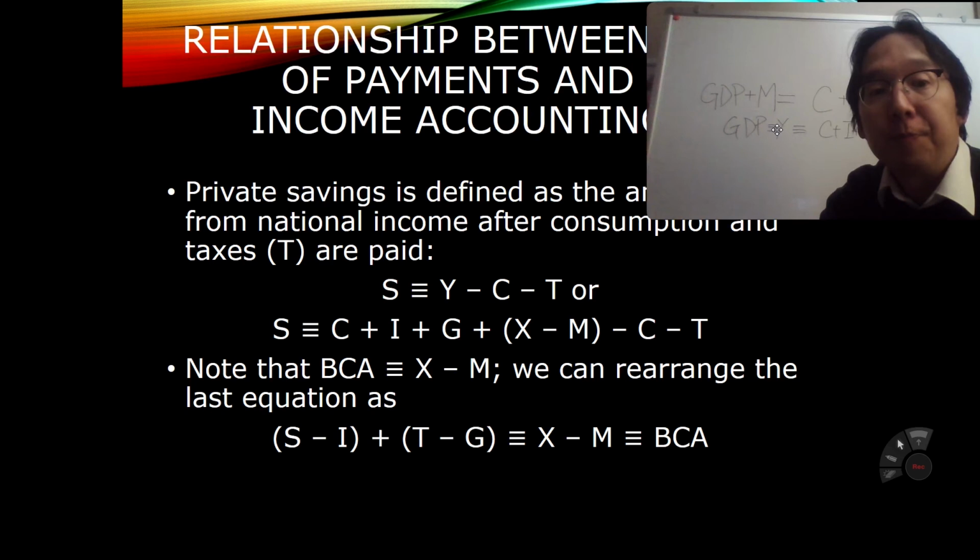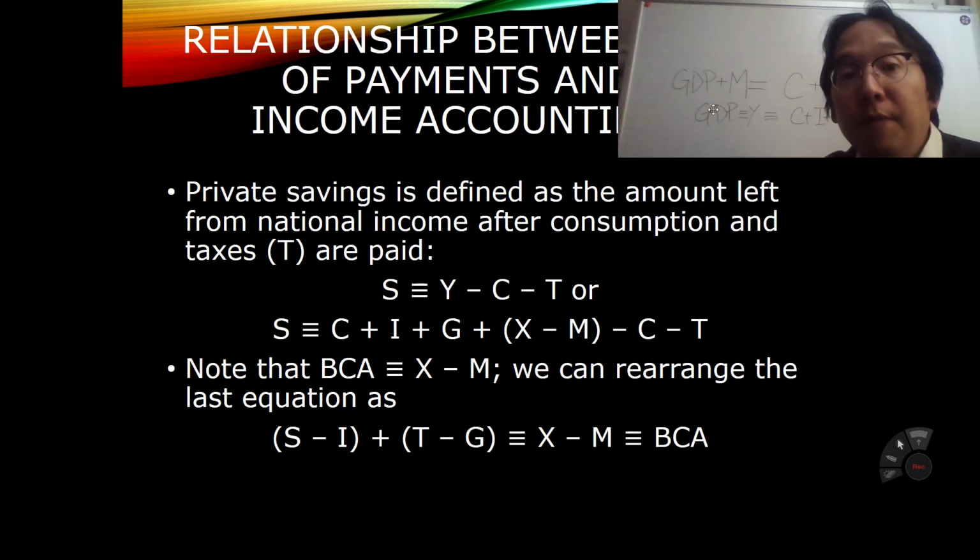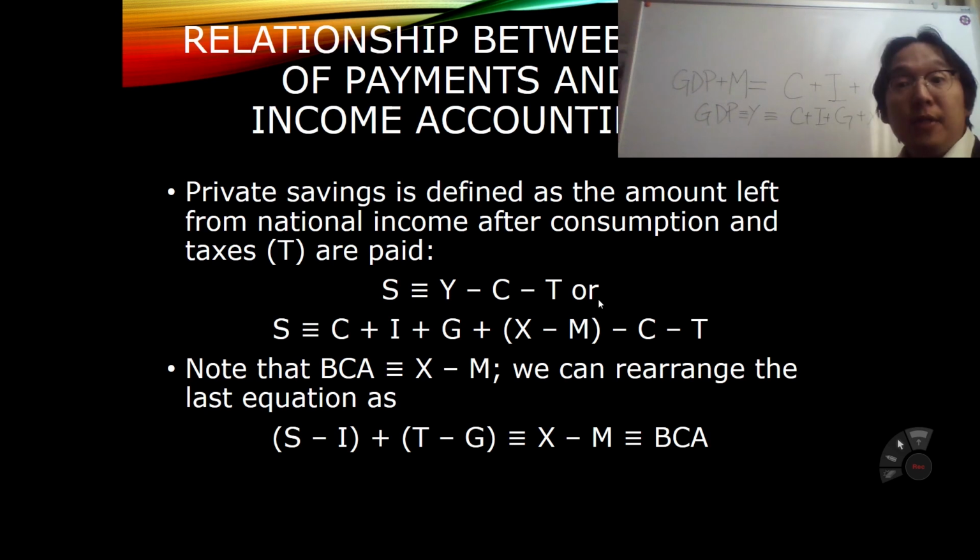The thing is, private savings is defined. Okay, let's bring in the savings and tax. Private savings is defined as the amount left from national income after consumption and taxes are paid. So savings should be what? Your GDP minus consumption minus tax, right? So what you produce after eating and after paying tax, whatever is left over, you save to the bank. Okay, that's the idea.